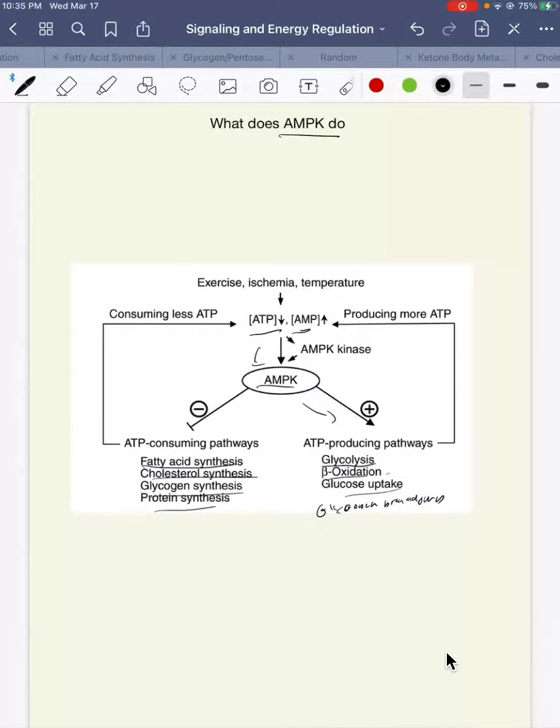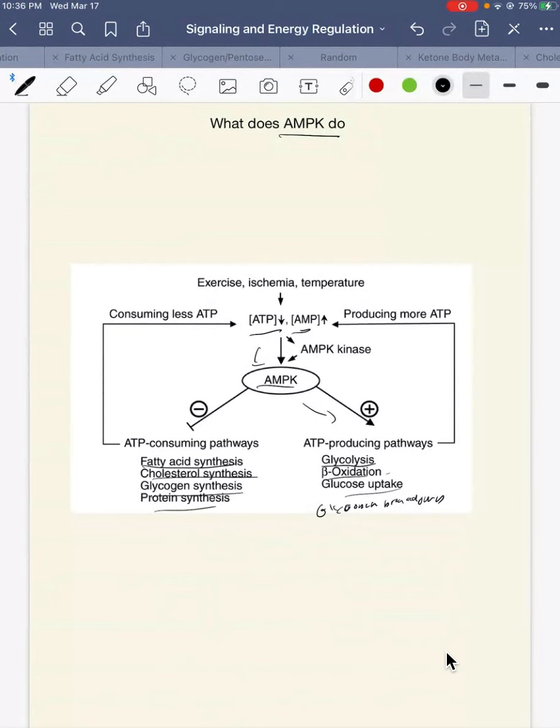Okay? A little different from what glucagon does, because glucagon activates gluconeogenesis, while AMPK activates glycolysis. So they're slightly different, but it's important to be able to relate them to each other.